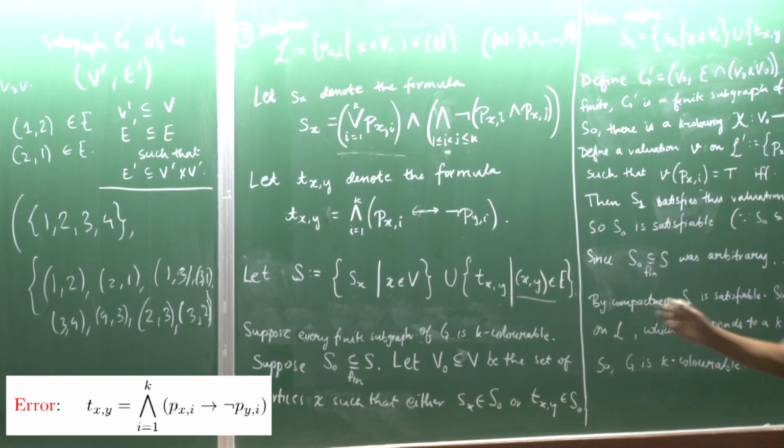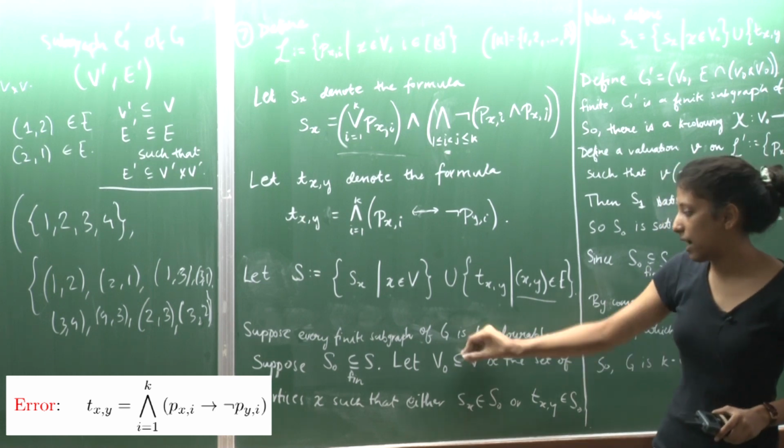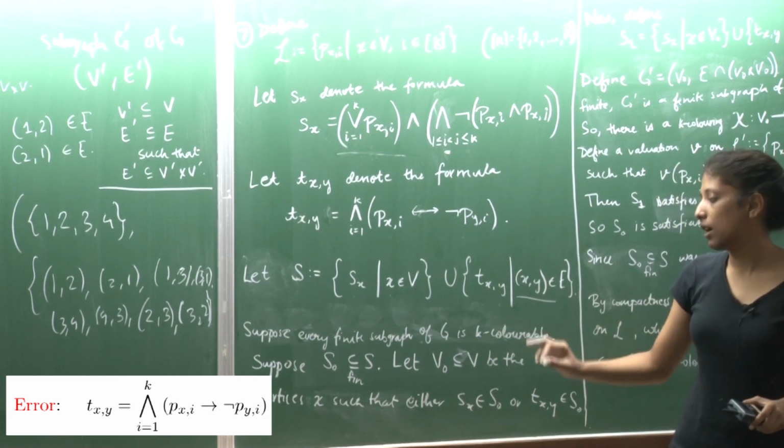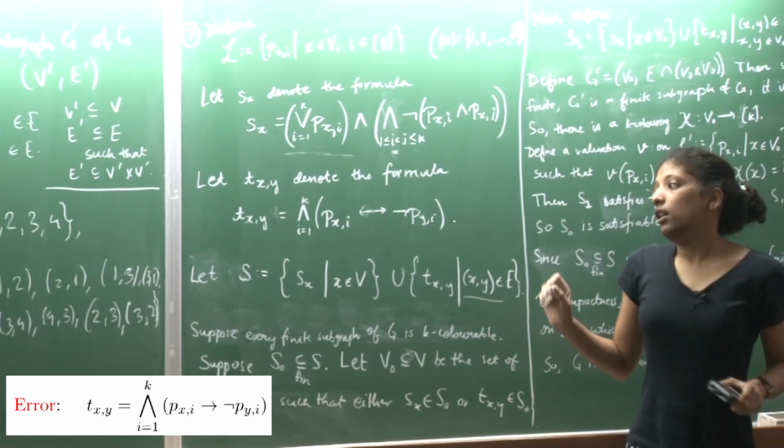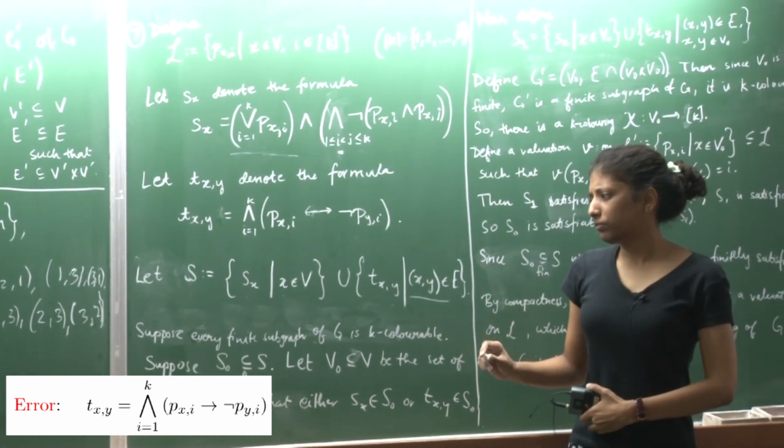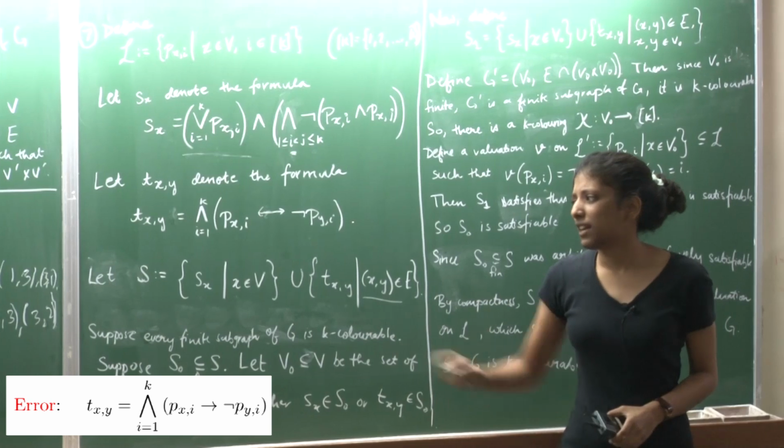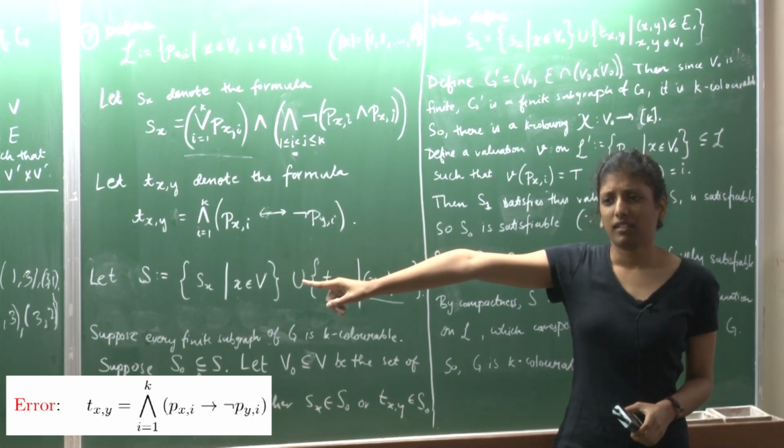Now, we've shown one side of the argument, we have to show the other side. We have to show that given that every finite subgraph of G is k-colorable, G is also k-colorable. So let's take that hypothesis. Suppose every finite subgraph of G is k-colorable. Now, does this automatically give you that S is finitely satisfiable?